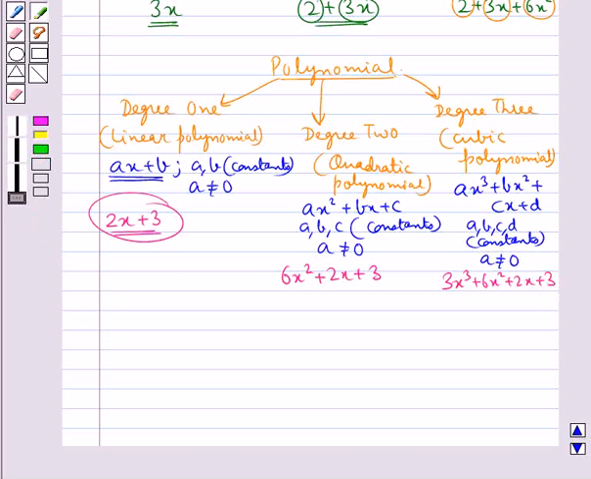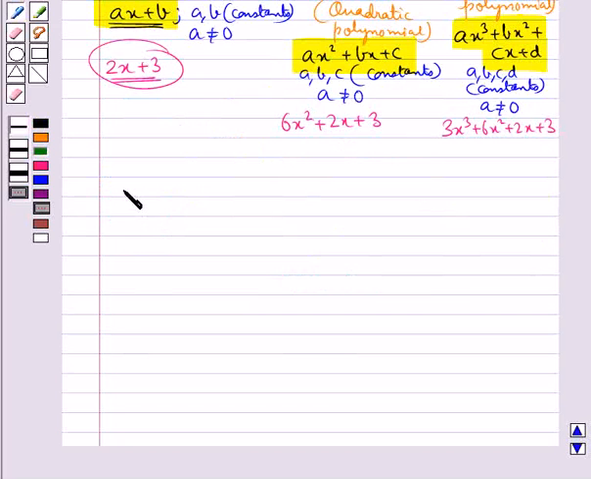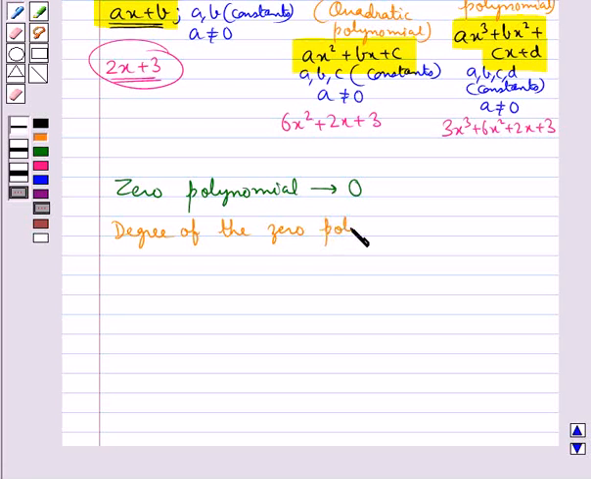As you can see, a linear polynomial in x can have at most two terms, a quadratic polynomial in x can have at most three terms, and a cubic polynomial in x can have at most four terms. We know that a zero polynomial is denoted by 0 and also the degree of the zero polynomial is not defined.